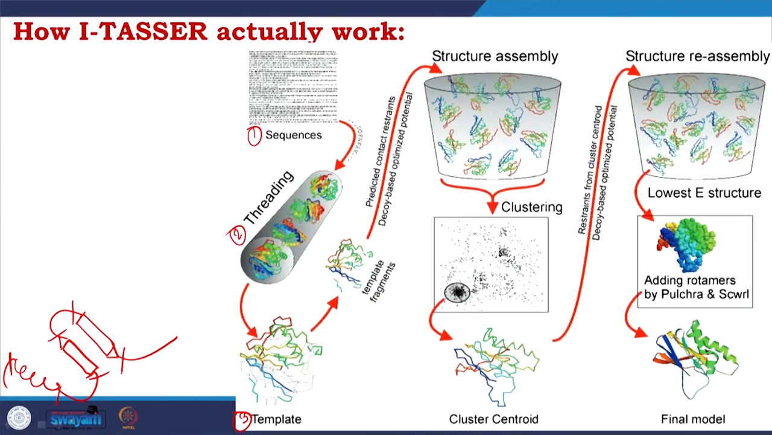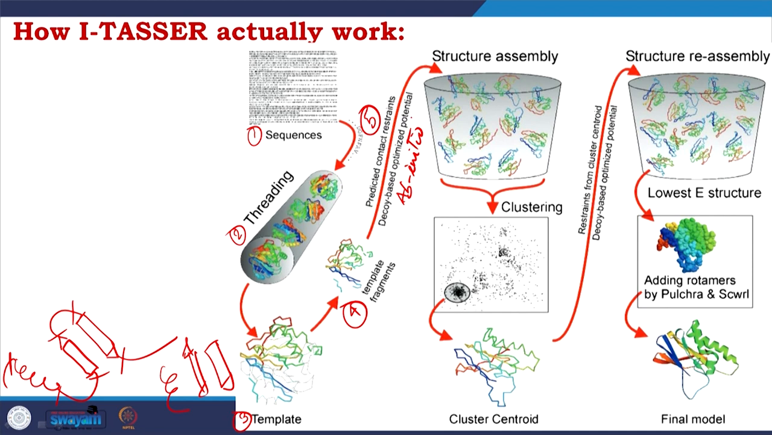So, what do we have now? The secondary structures without connection, which we call template fragments. Now, we want to bring them and connect them, and we apply the ab initio here.